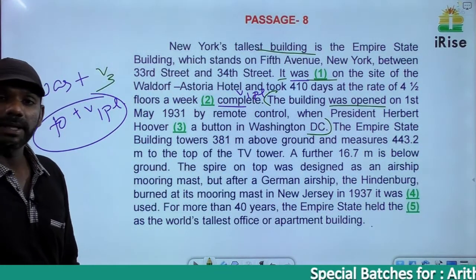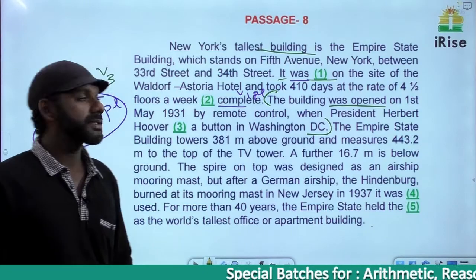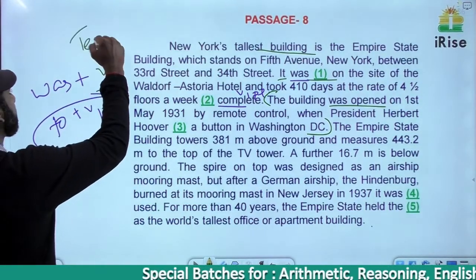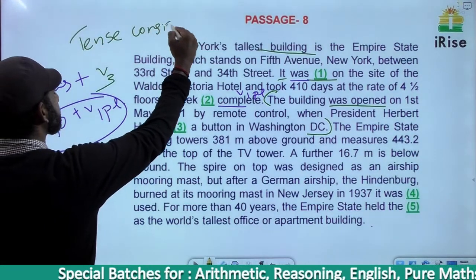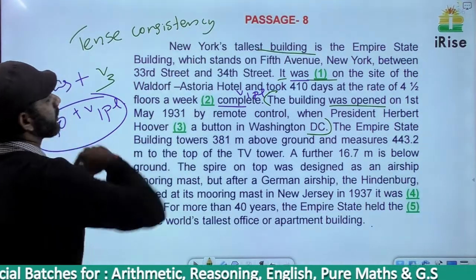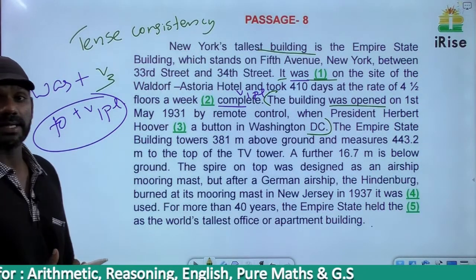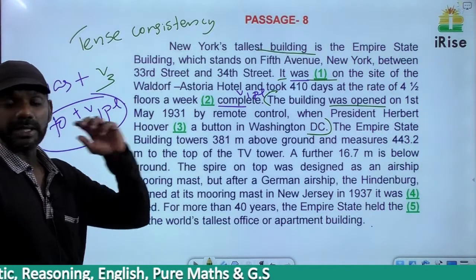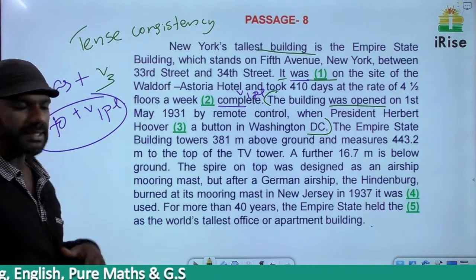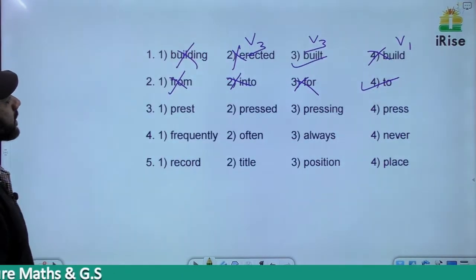The sentence started in the past tense, so up to the end it must be in the past tense. Only then there will be tense consistency. From the beginning to the end, a sentence must be in the same tense. So blank 3 must be filled with a verb in the past tense. Right. Come to the options.